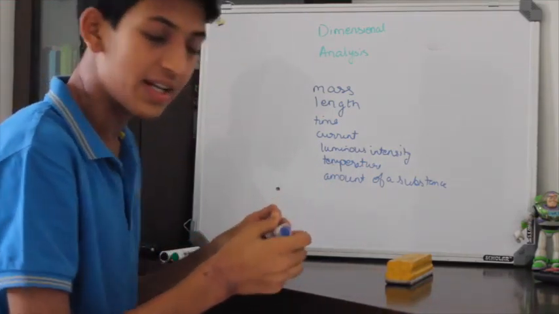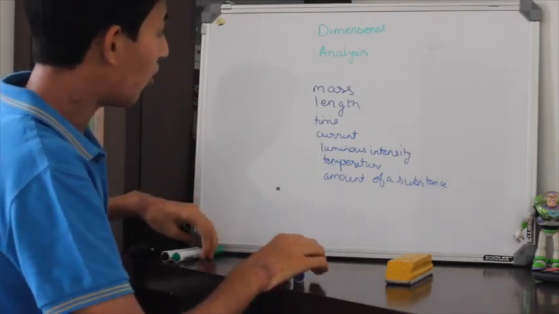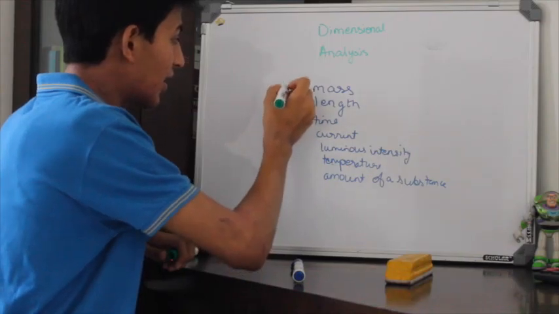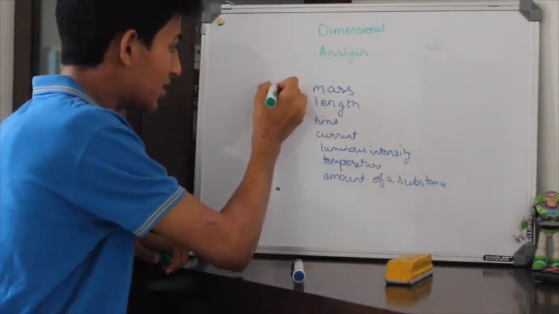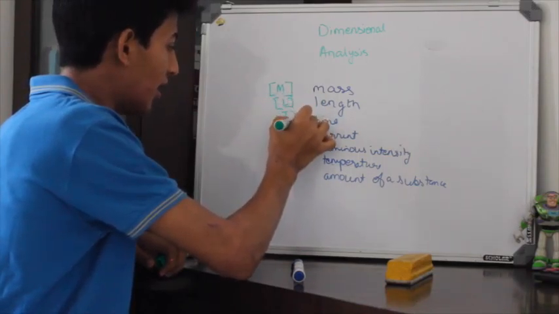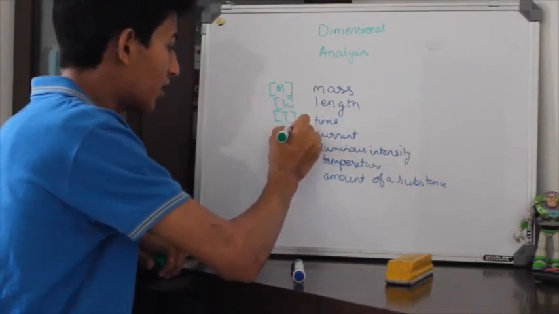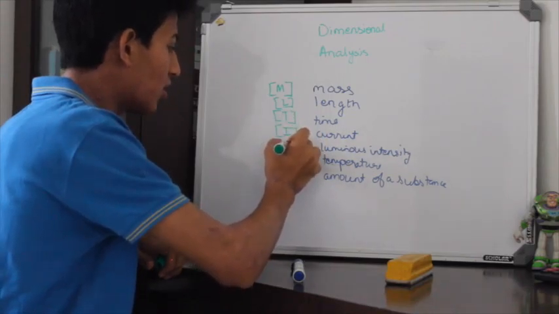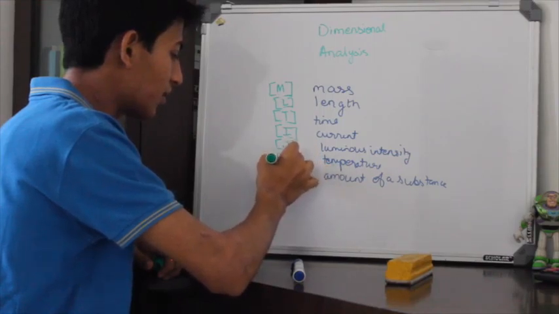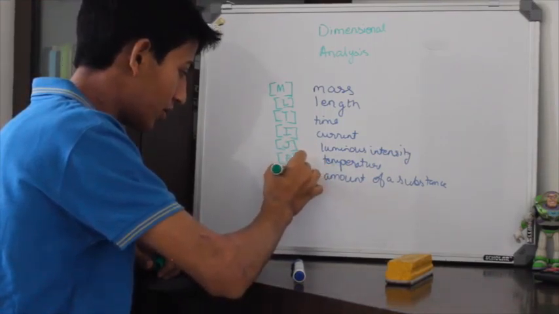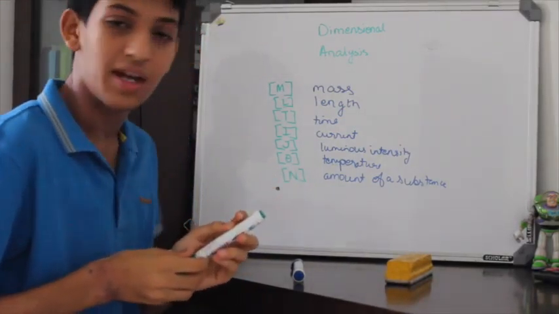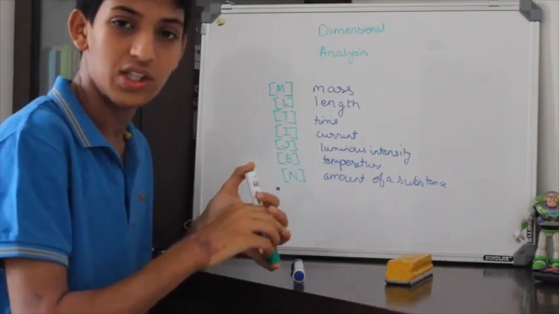So whenever we express a dimension, we always use square brackets. So if we have mass, this is mass, but this is the dimension of mass. This is the dimension of length, dimension of time, current, luminous intensity, temperature, and amount of a substance. So these are the 7 fundamental dimensions which we use in dimensional analysis.